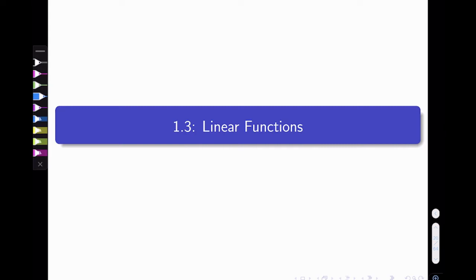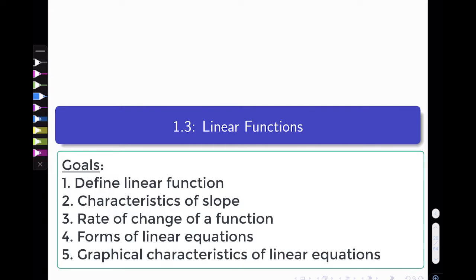This video will cover the topics in section 1.3 of linear functions. The goal of this video is to define linear functions, cover slope characteristics and calculating rate of change, going over the forms of linear functions, the graphical interpretations and characteristics of a linear equation.